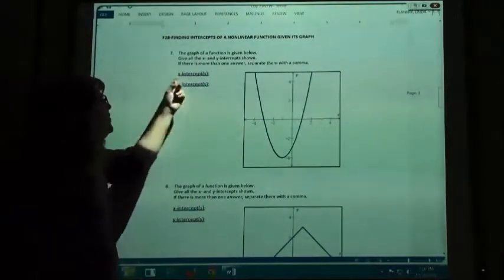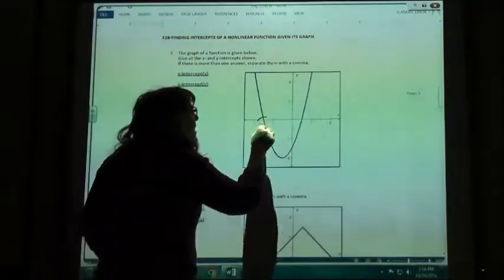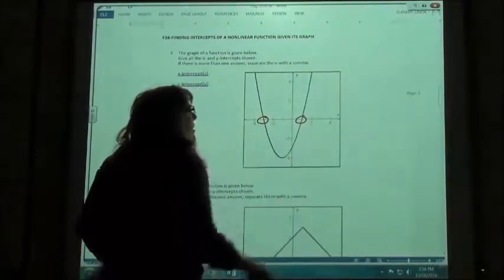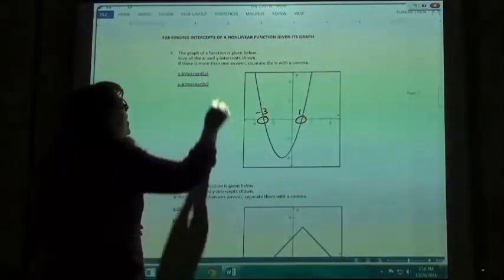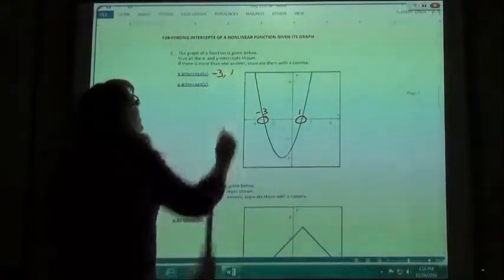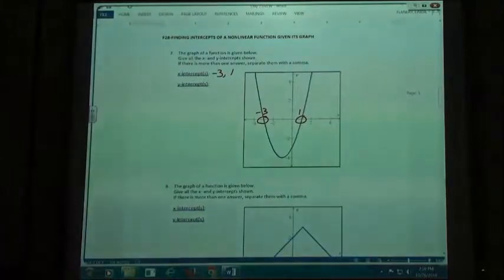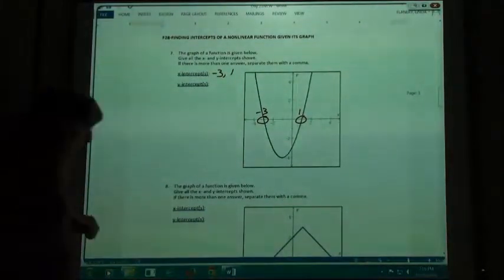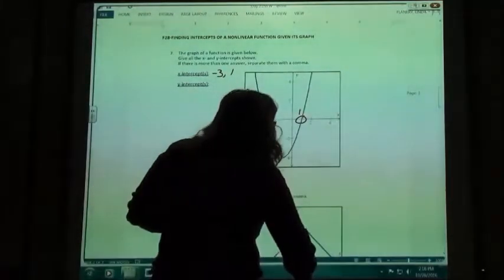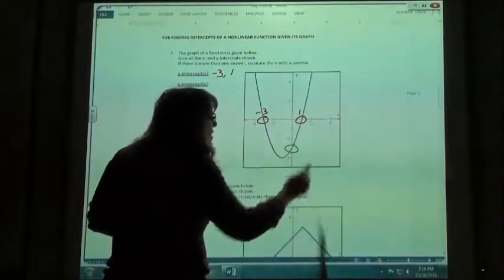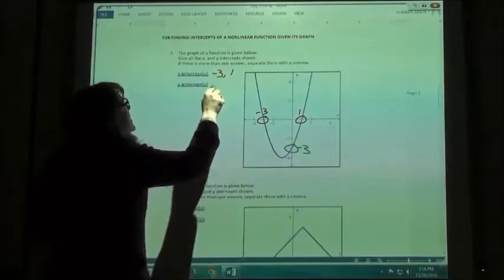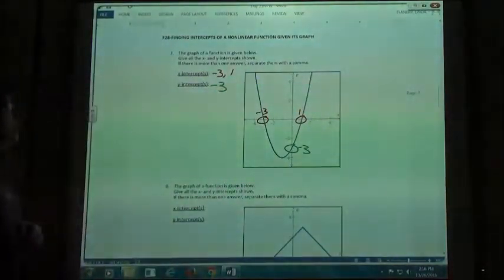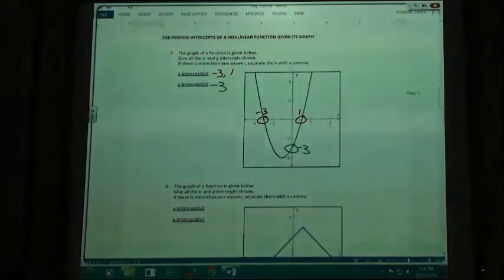So first of all, if I'm doing my x-intercepts, I touch the x-axis right there and right there. So this one would be at -3, this one would be at +1. It tells me if I have more than one answer to separate them with a comma. My y-intercept, where does my graph touch the y-axis? It touches right here between the -2 and -4, so it touches at -3. And that's the only place it touches the y-axis.